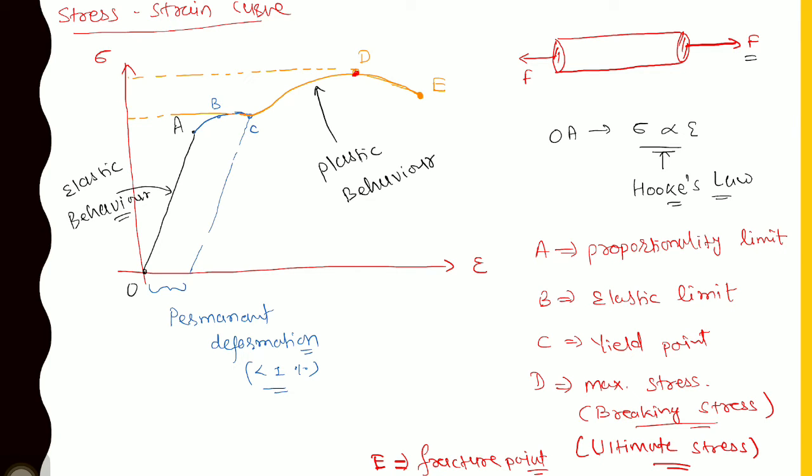Then as you increase the stress, the strain also increases, and when the body reaches point C, some permanent deformation is produced on the body, which is less than 1%. But again you increase the stress, strain continuously increases, and after point B, that is the elastic limit, the body does not come back to its original shape. So up to this point B, that is elastic behavior, and after this, that is plastic behavior.